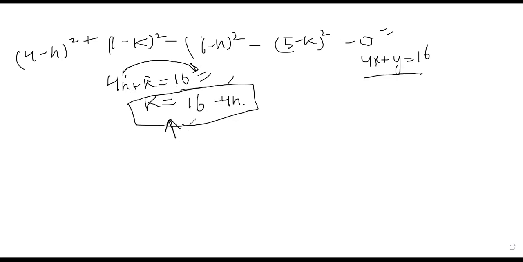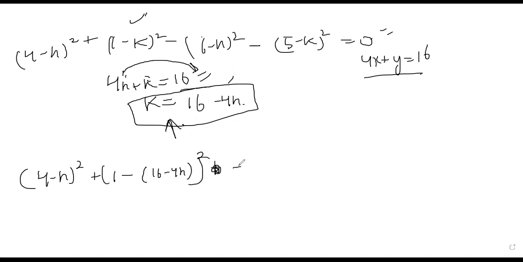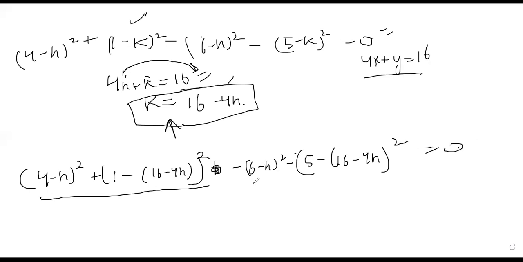Now we will put this value of k in this equation. So this equation will form with one variable: 4 minus h whole square plus 1 minus, what is the value of k, 16 minus 4h, and this is whole square, minus 6 minus h whole square, minus 5 minus k, 16 minus 4h, again whole square equals 0. Now can you see this whole equation is of one variable, only h, there is no k.